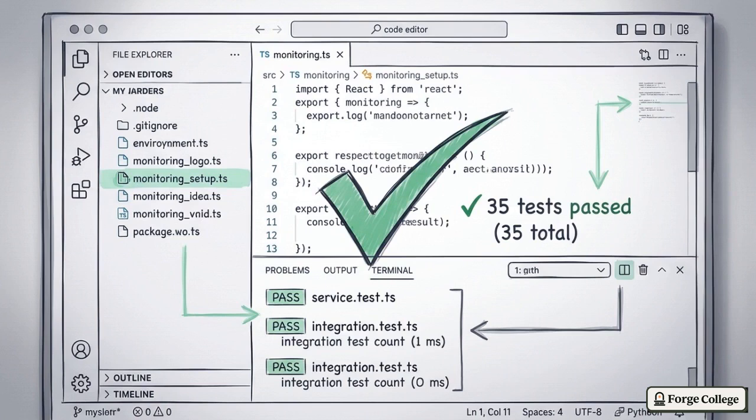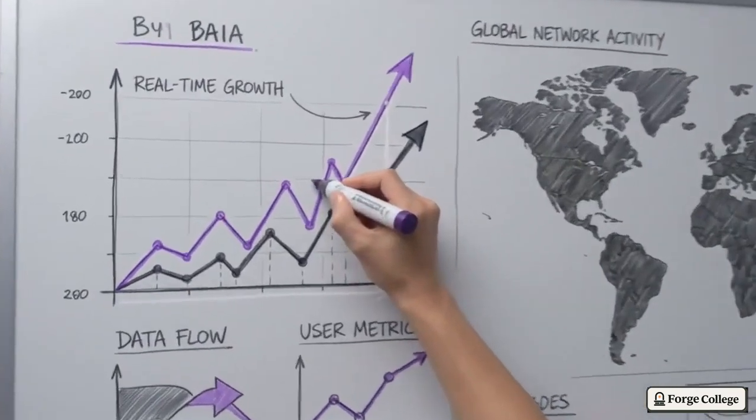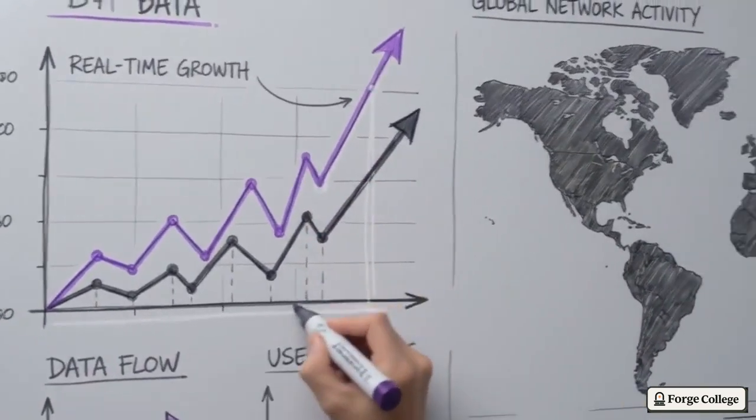Setting up this deterministic framework perfectly sets the stage for our next lesson, monitoring and performance tools, where we will learn how to track these kinds of issues once your app goes live.